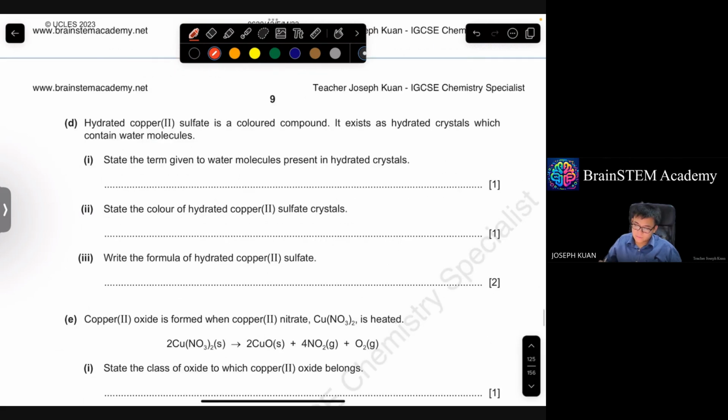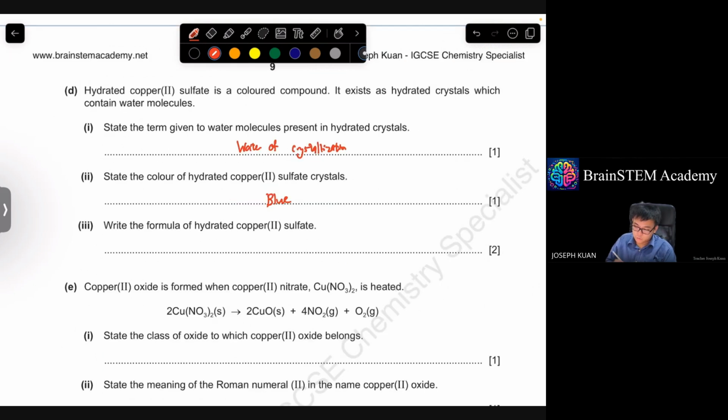Next, state the term given to water molecules present in hydrated crystals. That will be water of crystallization. State the color of hydrated copper(II) sulfate, that is blue. Write the formula of hydrated copper(II) sulfate. So CuSO4·5H2O. Each copper(II) sulfate is surrounded by 5 water.